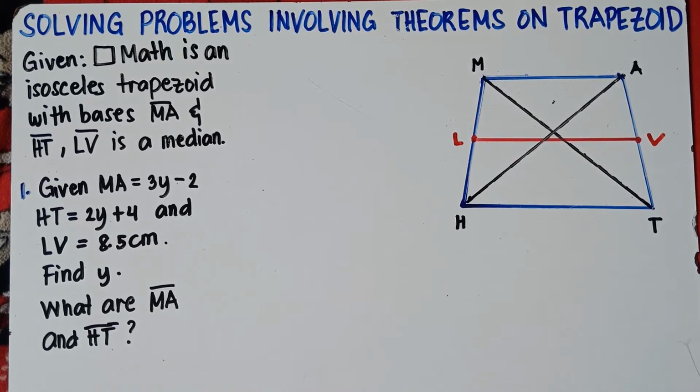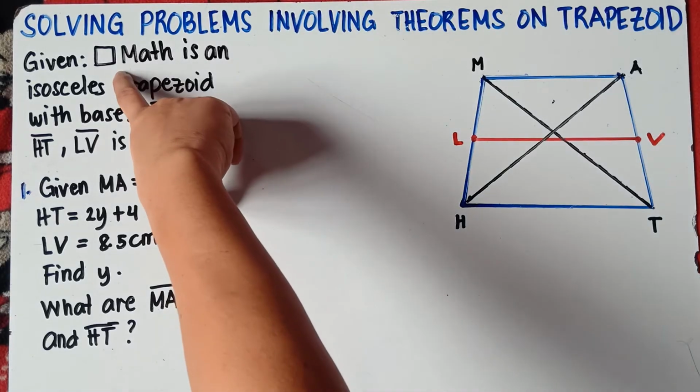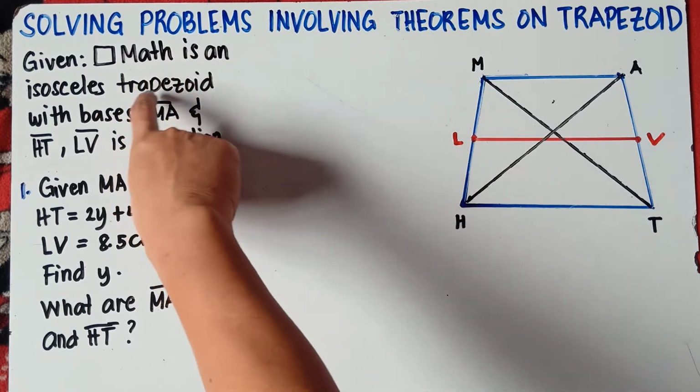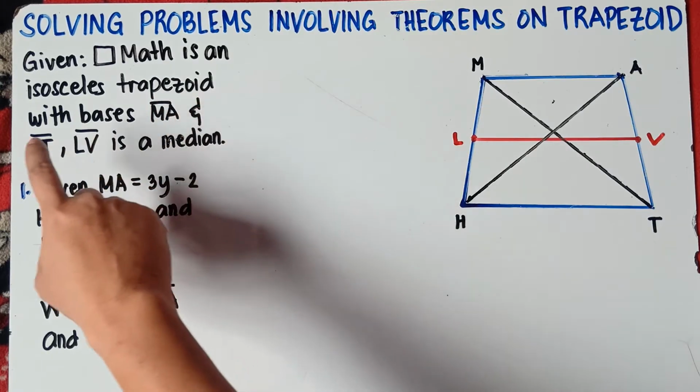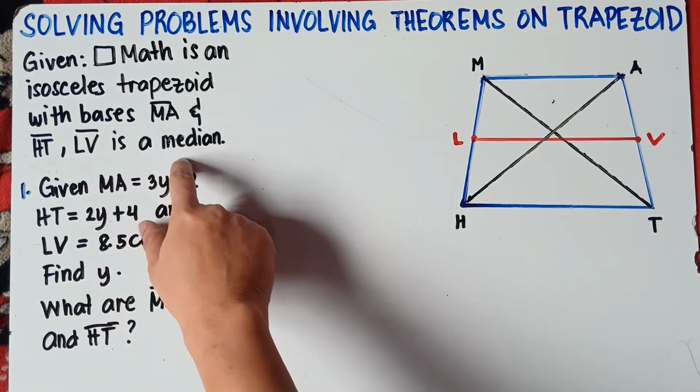Our topic for today's class is all about solving problems involving theorems on trapezoid. So without further ado, let's do this topic. We have given quadrilateral MATH is an isosceles trapezoid with bases line segment MA and line segment HT, and LV is a median.